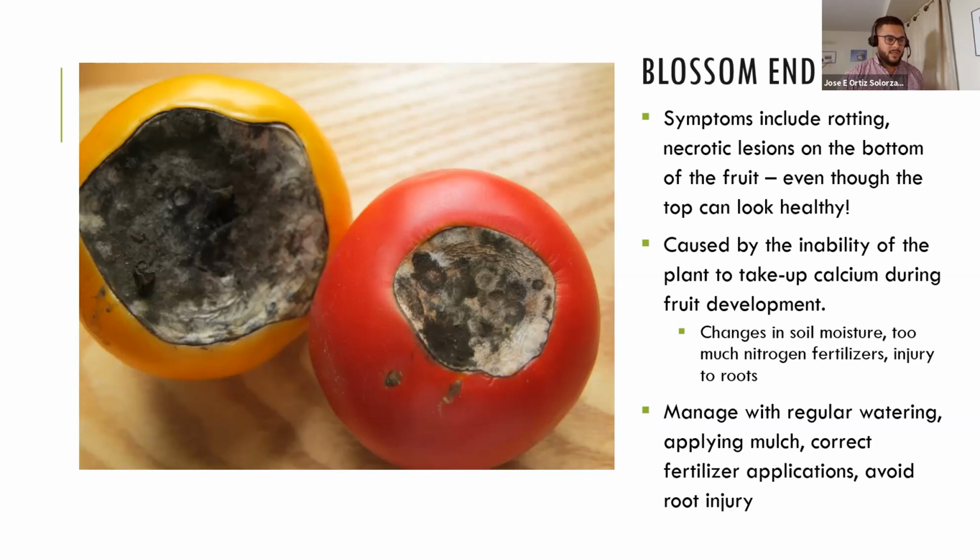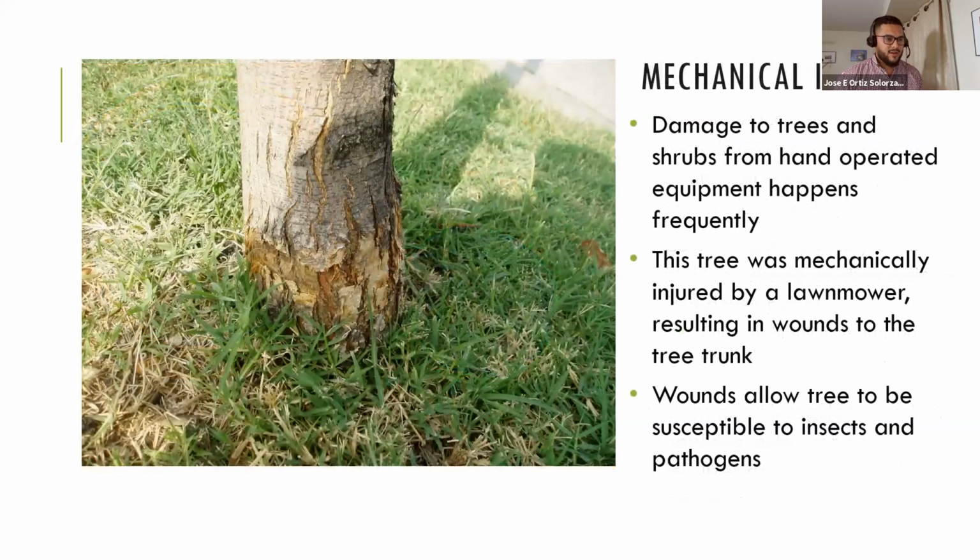Correct fertilizer application. So you are on time with your application of fertilizers based on the need of your crop. If your crop is lacking calcium, you may see this type of symptoms on your fruits. Also avoid root injury when you're cleaning the crop, whether you're doing it manually or using any type of instruments. You need to avoid injuring the roots, because injuries are oftentimes also a problem.